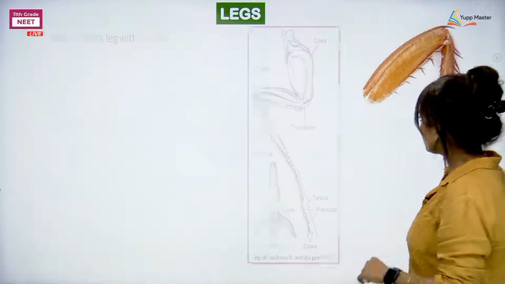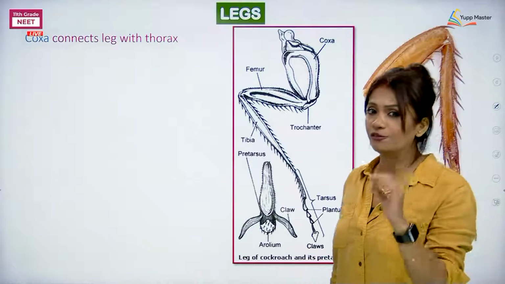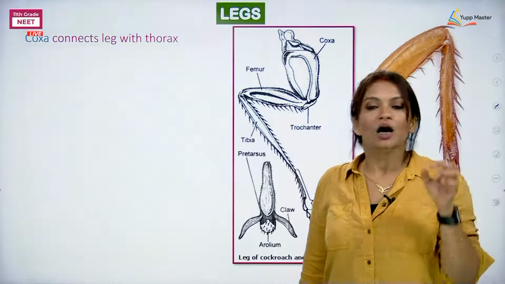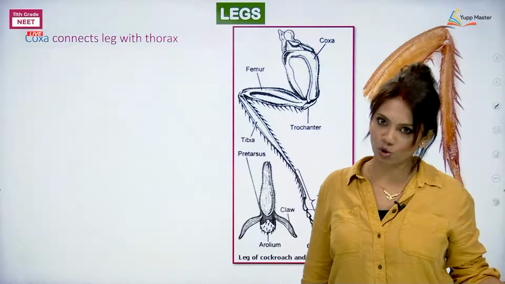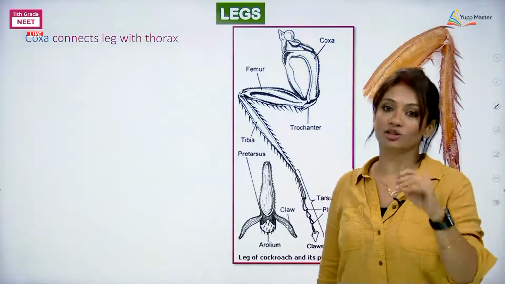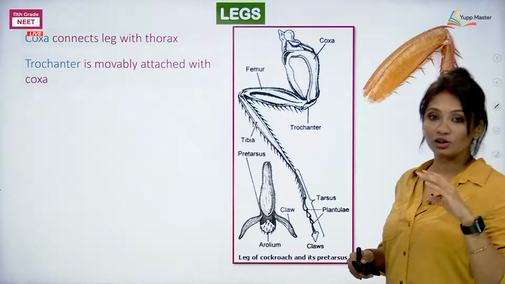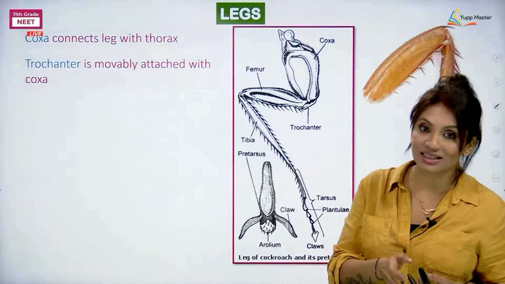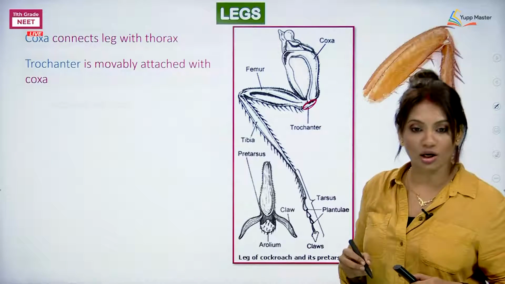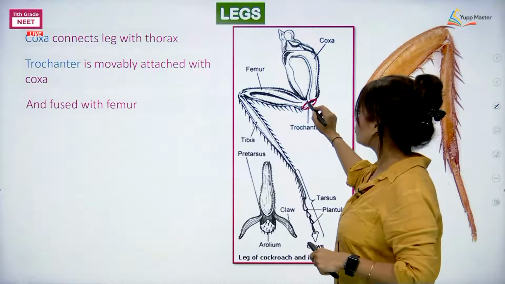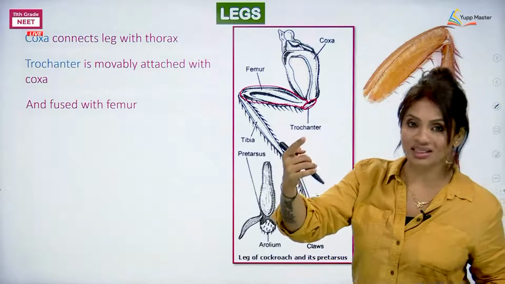Now, when we talk about the legs here, let's see what each segment is doing. Coxa, the very first podomere, the largest one, is responsible for connecting the leg with the thorax. All 5 podomeres are attached to the body of the cockroach because of the coxa. Next, the trochanter is movably attached with the coxa, and that is the part which helps the movement start. The trochanter is also fused with the femur region. So the trochanter is attached to the coxa as well as with the femur.